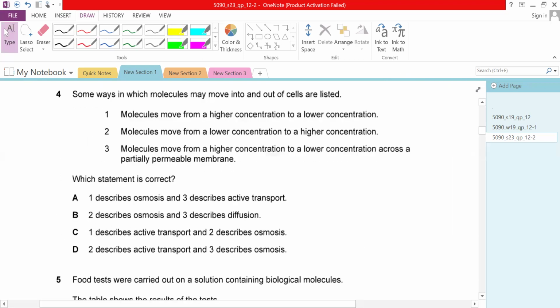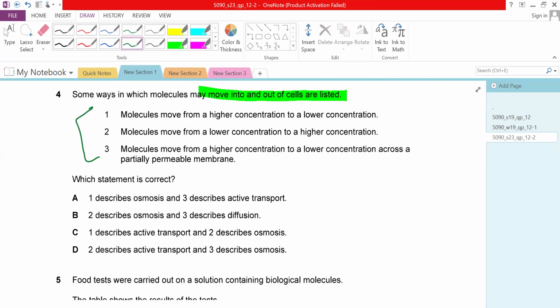Question number 4. Some ways in which molecules may move in and out of the cell are listed. So these are the 3 ways listed here. First, molecules move from higher concentration to lower concentration. Molecules move from lower concentration to higher concentration. Molecules move from higher concentration to lower concentration across a partially permeable membrane. So this one is for osmosis, this one from higher to lower is diffusion, and from lower to higher is active transport. Which statement is correct?